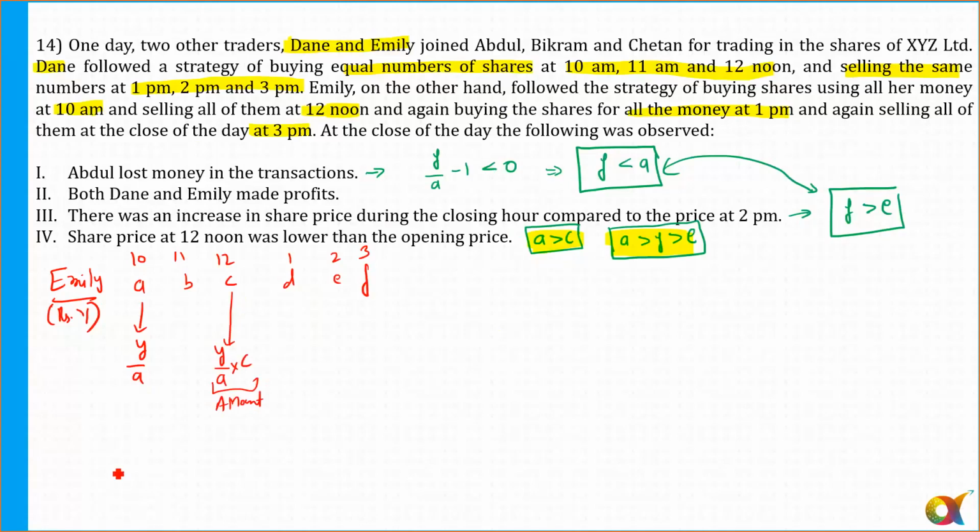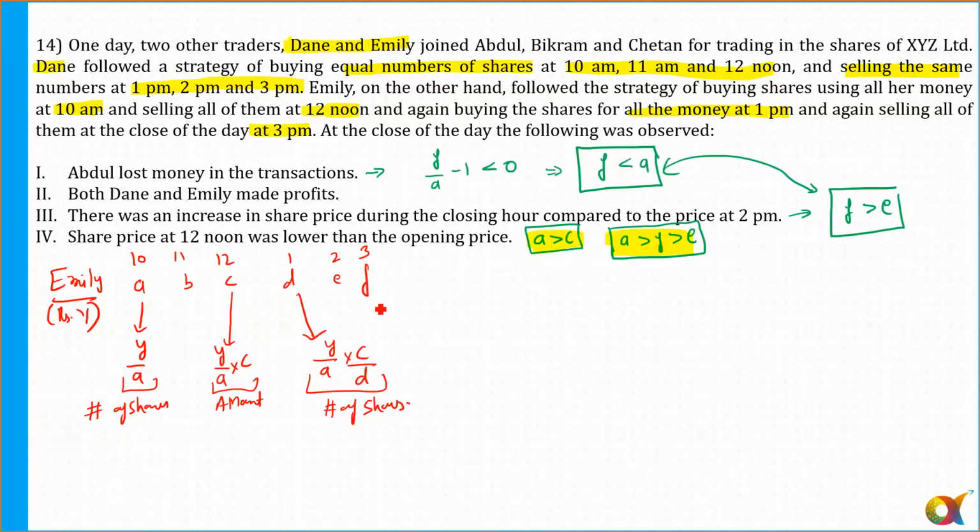Now, again she buys shares with all her money at 1. So what is the number of shares? So how many shares will she buy at 1 p.m.? Total amount Y by A into C, divided by D. So Y by A into C by D. So now she again has this many shares at 1 p.m. Emily has got these many shares. So Y by A into C by D is the total number of shares for Emily.